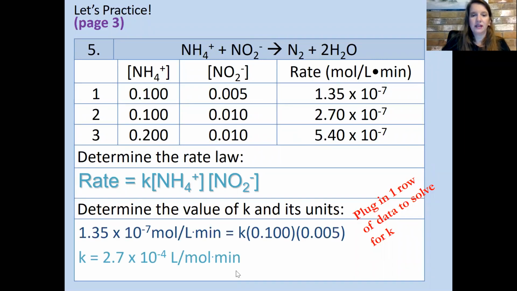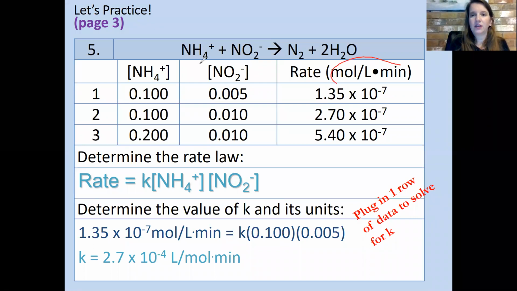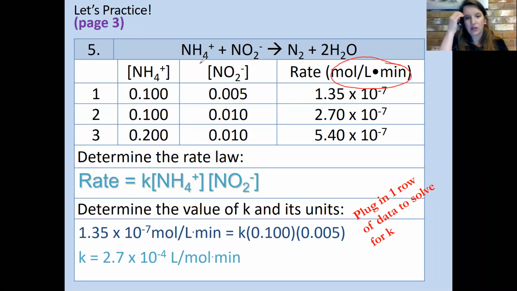So you can see here that the value for K is 2.7 times 10 to the negative 4. The units, because the units of the rate are this, in order to get that, the units for K have to be liters over moles times minutes. So the liters and the moles are going to switch places. Now there's an easy way to figure out what the units are going to be there. Units for K are going to change depending on what your rate law is.